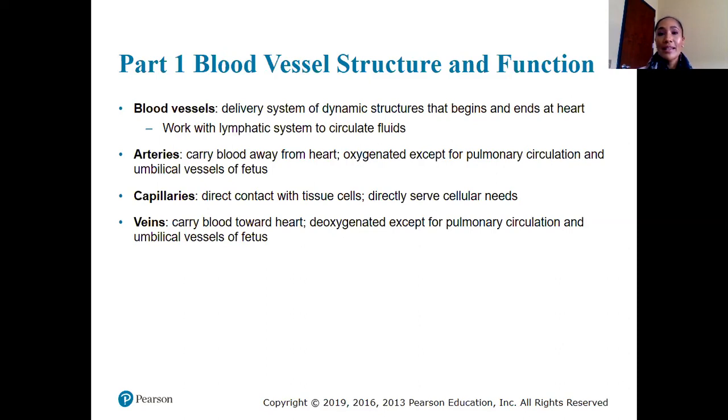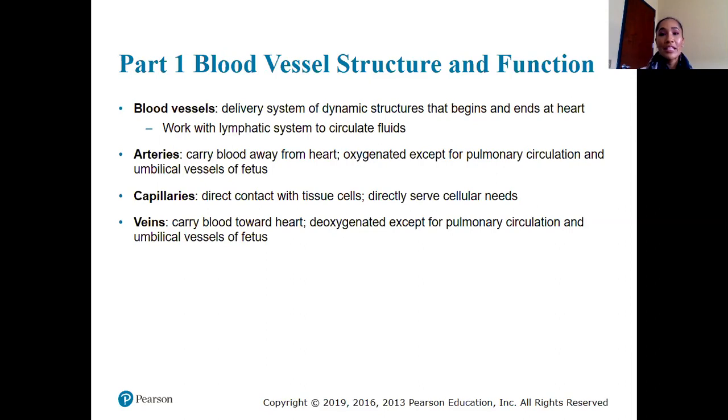Capillaries are going to be the second type of blood vessel structure that we have in our bodies. They come in direct contact with tissue cells, and they are very, very, very thin. And we'll discuss this in more detail. Veins are going to be the last structure of blood vessels that we have in our bodies. They're going to carry blood to the heart.